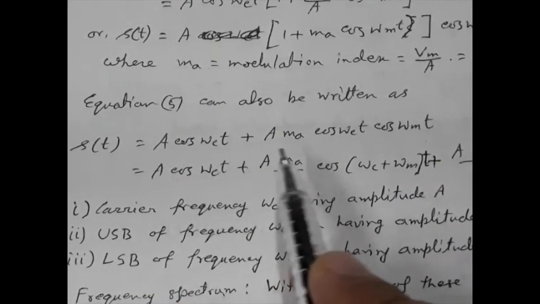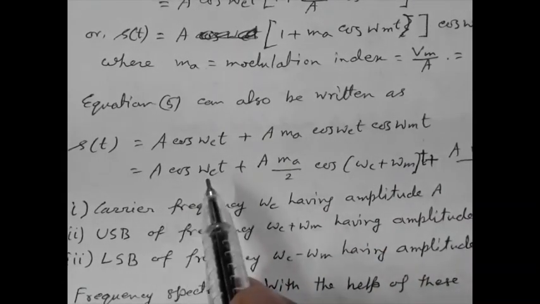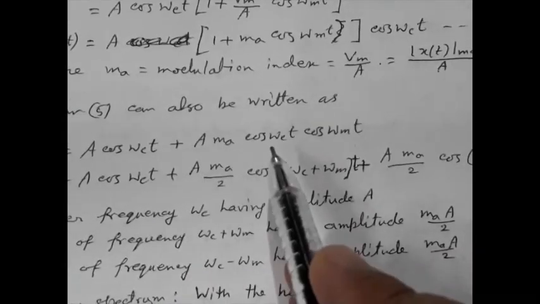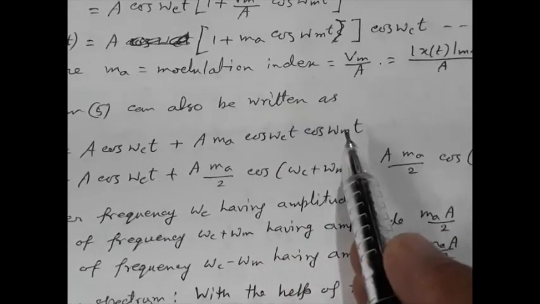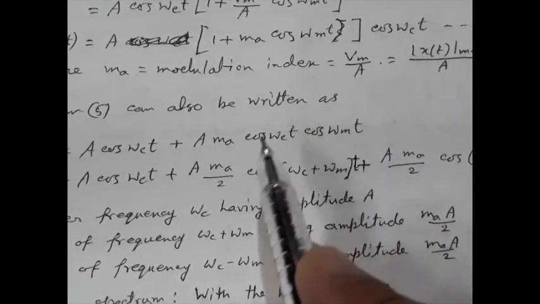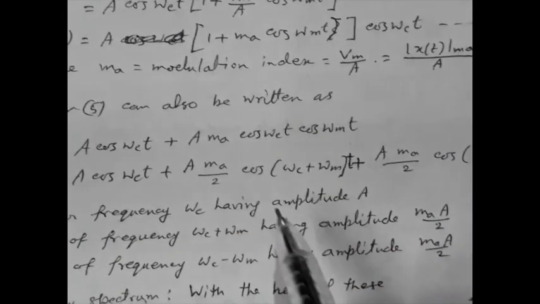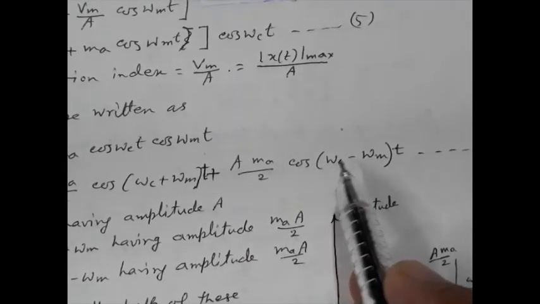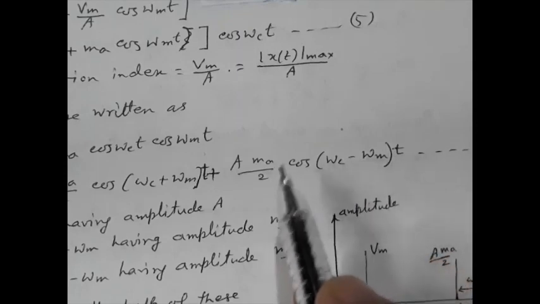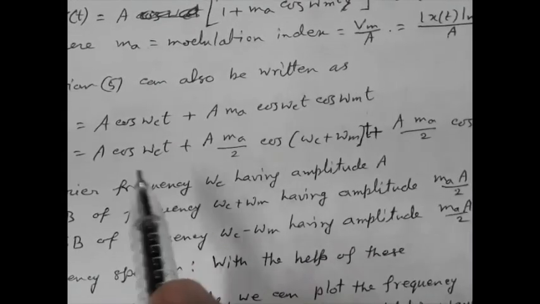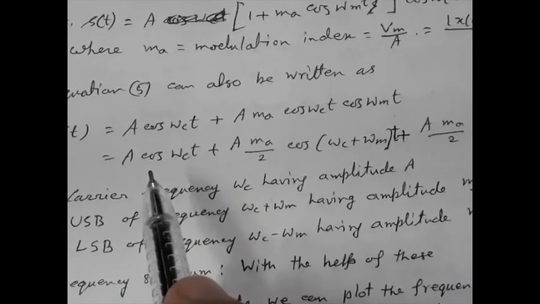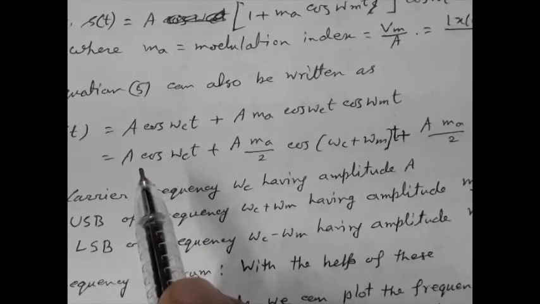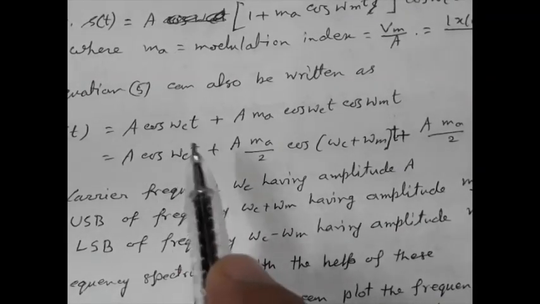So this expression can be rewritten in this way: A cos omega ct plus, this is cos omega ct multiplied by cos omega mt. So using that trigonometric formula, A ma by 2 cos (omega c plus omega m)t plus A ma by 2 cos (omega c minus omega m)t. So this expression clearly tells us that we have three distinct components. One is A cos omega ct, the carrier part.